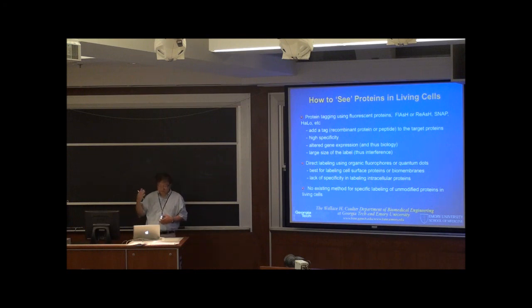So that's background signal. That's actually a major challenge. So there's still a need to develop a method that could specifically label proteins in a living cell without changing the expression, right? As I mentioned, the first method, you typically alter the gene expression or protein level. The second method, you have the issue of high background signal.